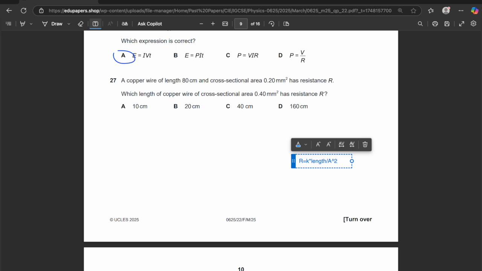So we can say that it is directly proportional to the length and inversely proportional to the area. Because the area increases, that means resistance will decrease. So to cancel that effect, you have to increase the resistance by increasing the length. So you don't even need to do the calculation, right? The only length that is longer than 80 is D. So you can just pick it.